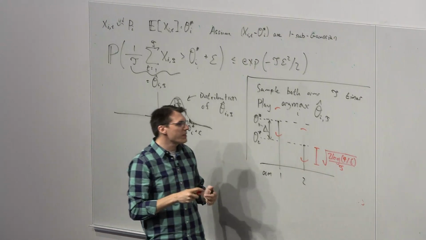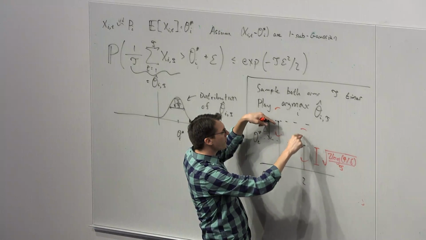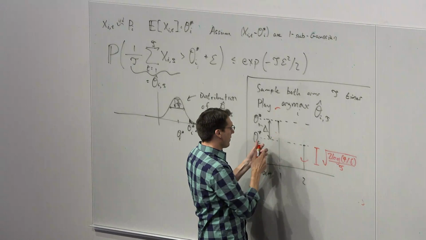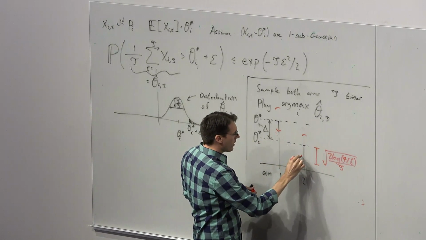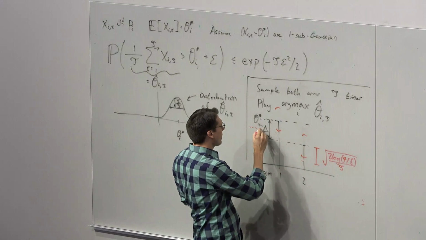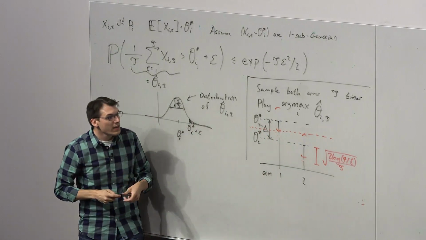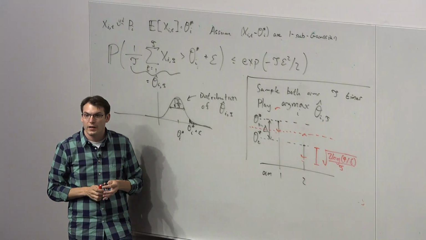And then the question just becomes, how big do I need to pick tau in order for these confidence intervals not to overlap? I just need to pick tau so that there's no overlap between them. And that value of tau is exactly the value of tau that we picked last time.